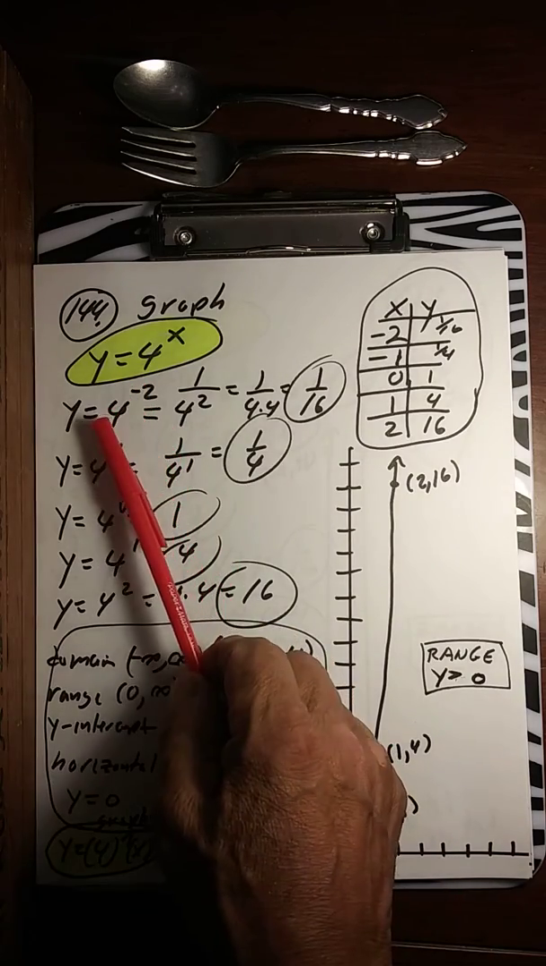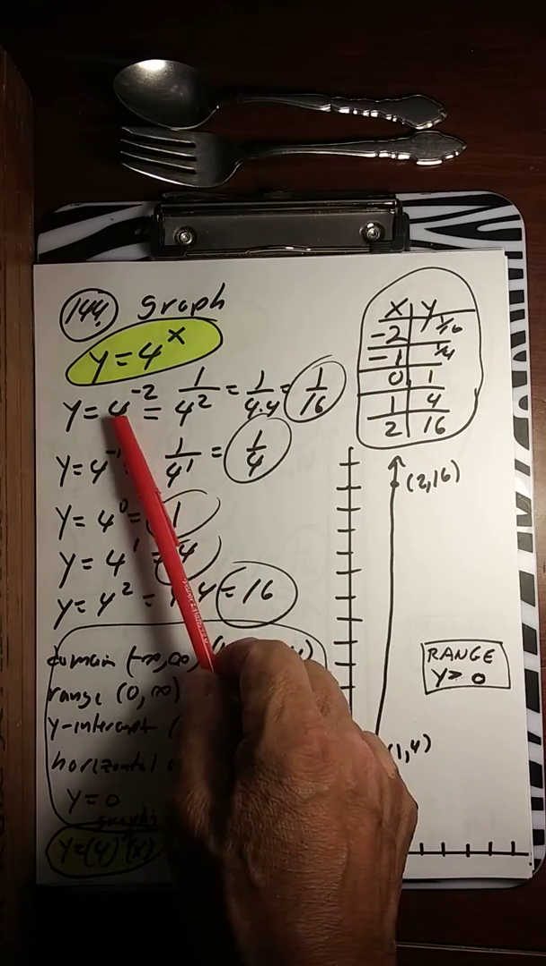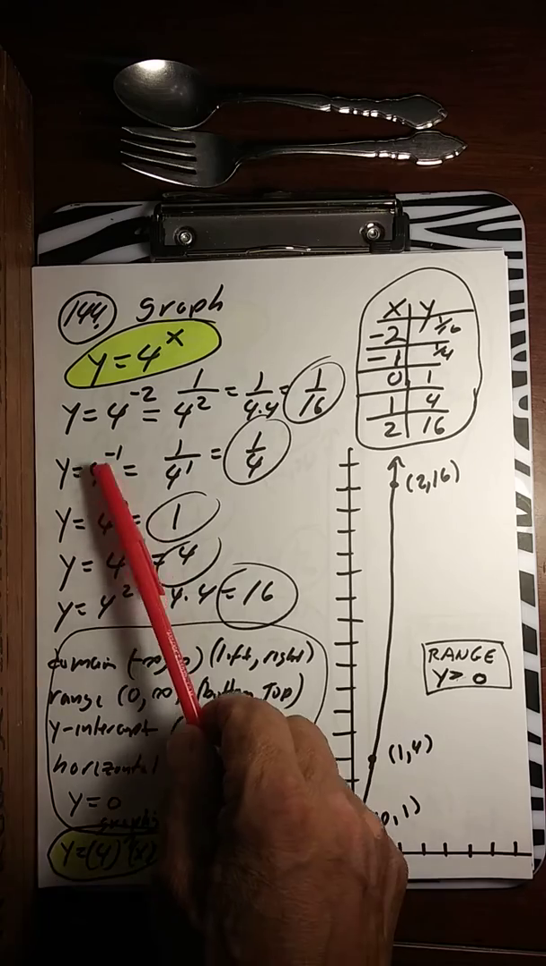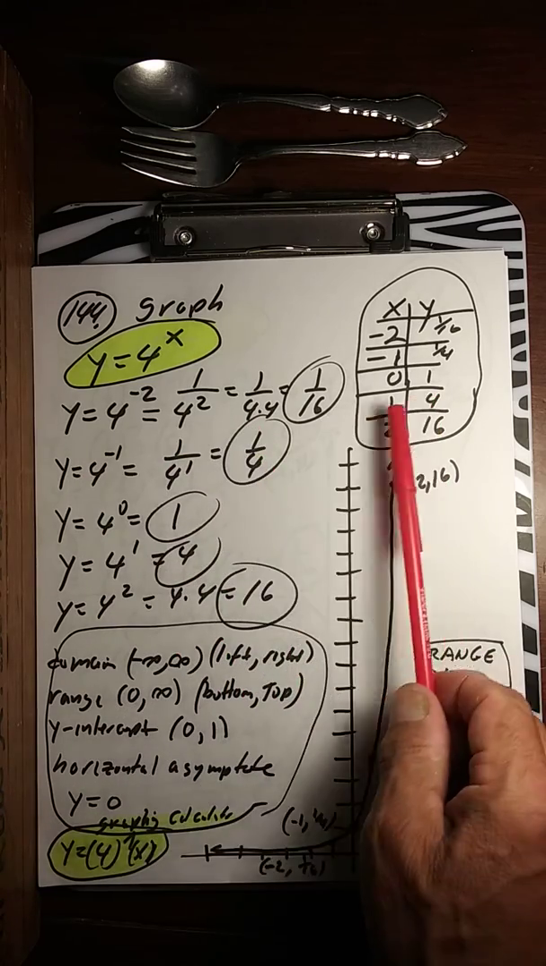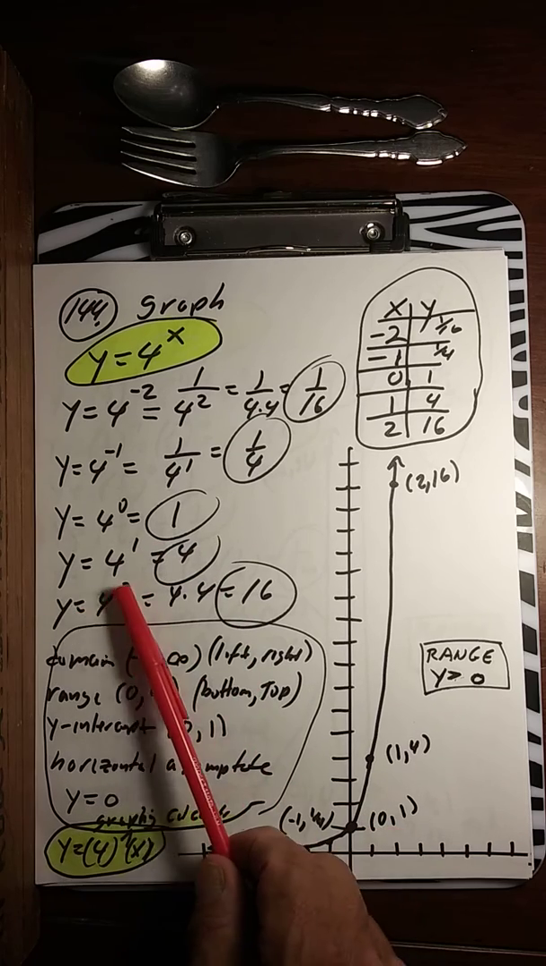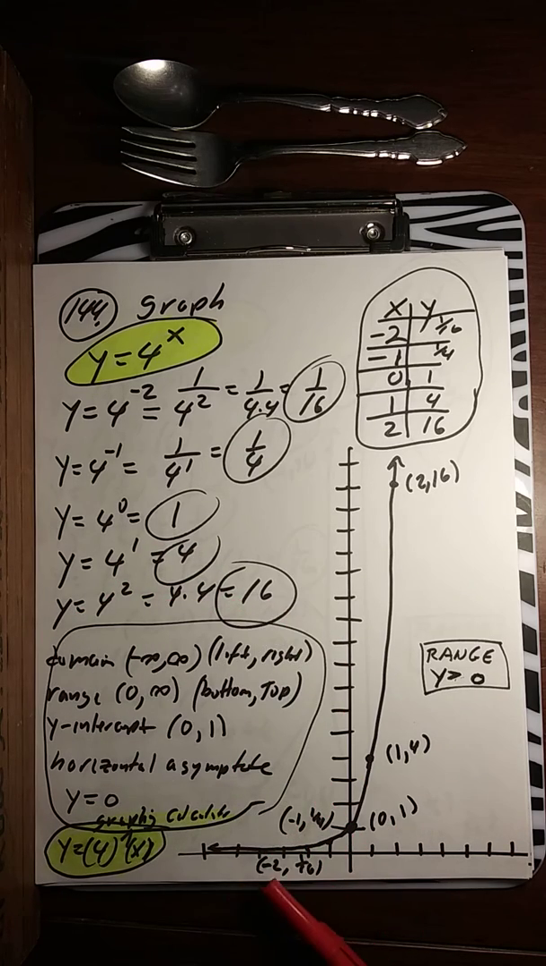Graph this. So put some numbers in there. -2. 4 to the -2, 1 over 4 squared. 4 times 4, 1 over 16. 4 to the -1, 1 over 4 is 1/4. 4 to the 0 is 1. 4 to the 1 is 4. 4 to the second, 4 times 4 is 16. Put those numbers in there.